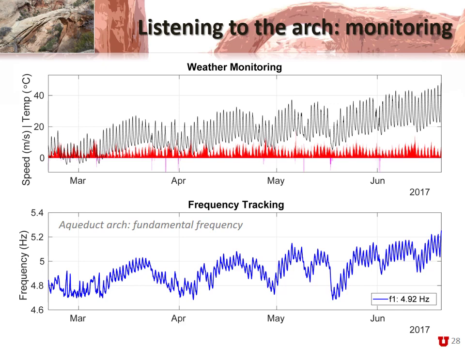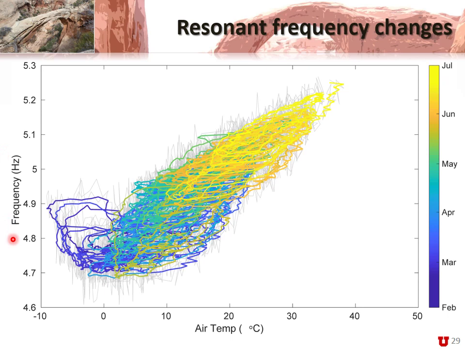So looking at that a little further, what we can do is relate first resonant frequency here on the y-axis, slide 29, to air temperature here on the x-axis. And you see it looks a bit like this kind of hockey stick look. There are two parts of this that I really want to point out. One is that for the majority of this relation, we see that in general, as temperatures increase, frequencies go up.